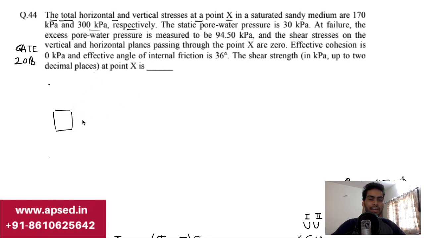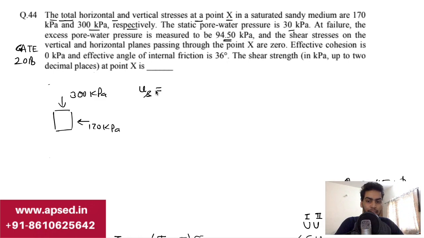So we can draw an element, and for this horizontal stress is given as 170 kPa and vertical stress is given as 300 kPa. The static pore pressure is 30 kPa. At failure, the excess pore pressure is measured to be 94.5 kPa. So we know pore pressure will have two parts. One is static pore pressure, that is when there is no excessive loading.